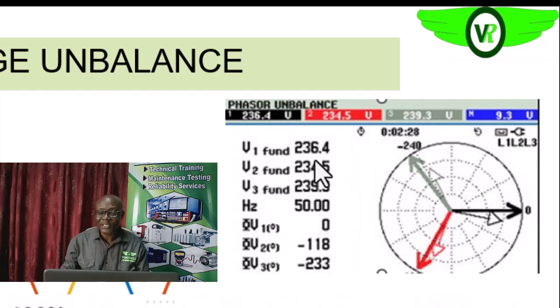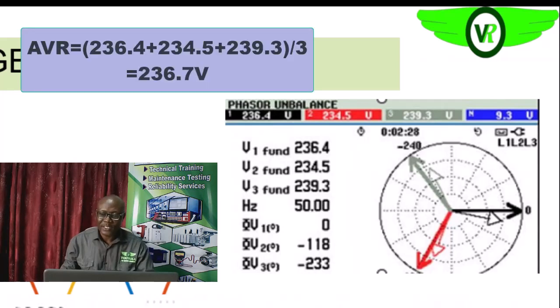Let us look at how we can calculate the unbalance from this system. Usually what we do is take the average of these three voltages and subtract each of them from that average value. Then we take the highest deviation and divide it by the average. What we get is the unbalance that we have in the system. What we mean is that we add this to this and this.